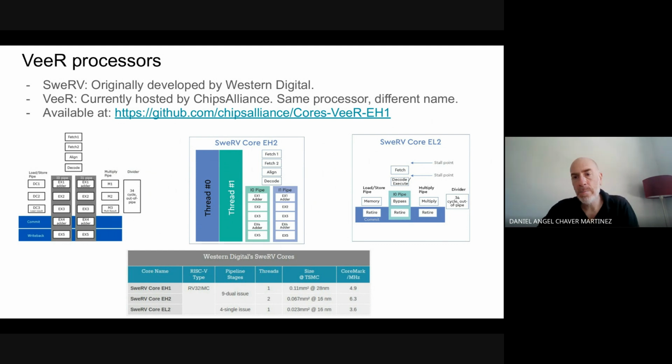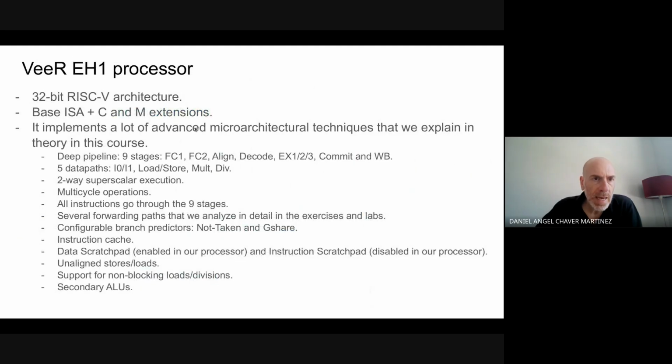They all are mostly in order cores, although the EH1 and the EH2 have some out-of-order capabilities, but in general, they are considered in order cores. So as for the EH1 processor, it's a 32-bit RISC-V processor. It supports the base ISA plus the C and M extensions. C stands for compressed, and M stands for multiply and divide instructions.